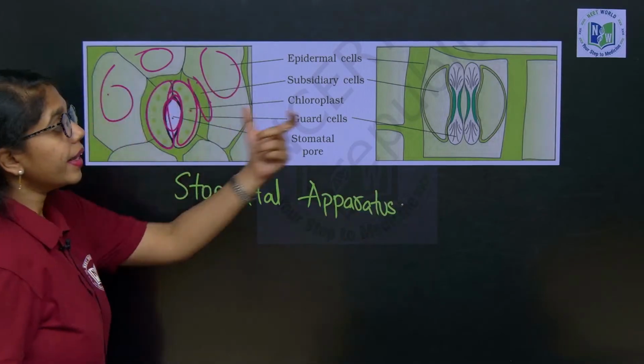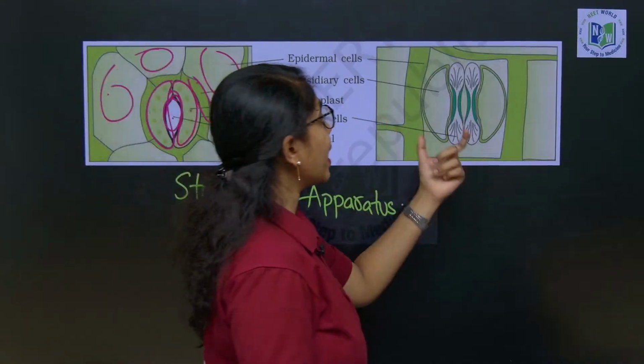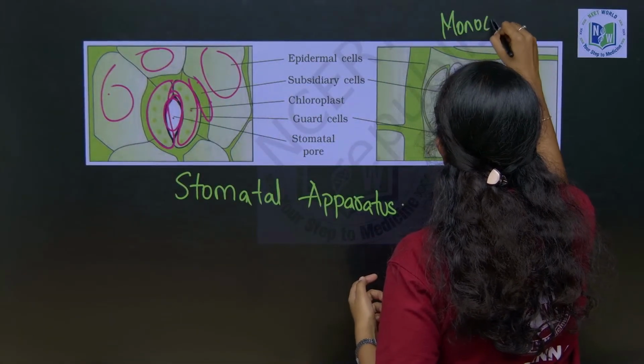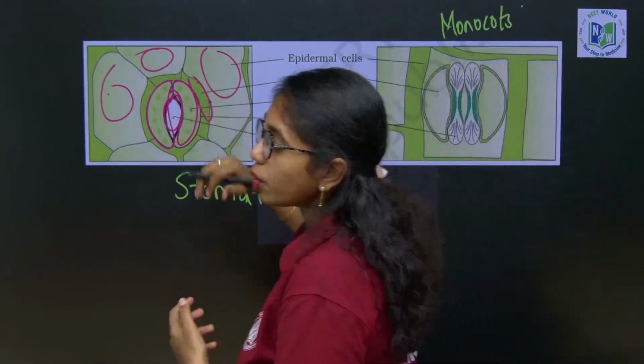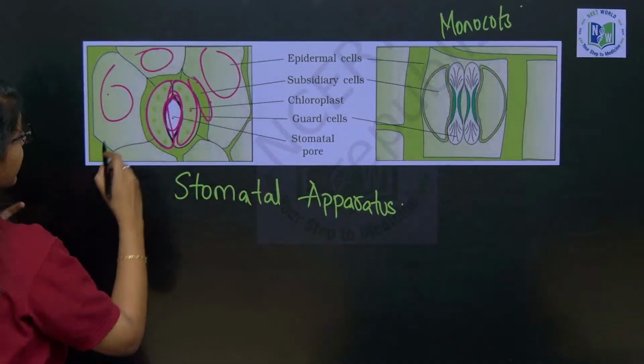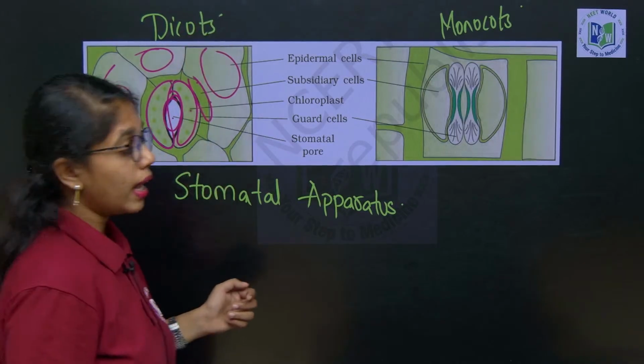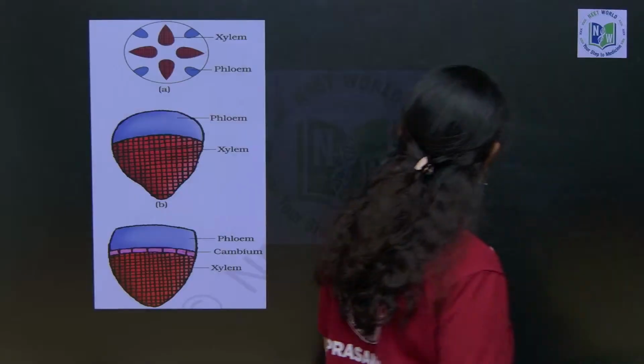Okay, and here you can see dumbbell shaped guard cells, which means these are of monocots. Here you can see bean shaped guard cells, which means these are of dicots.